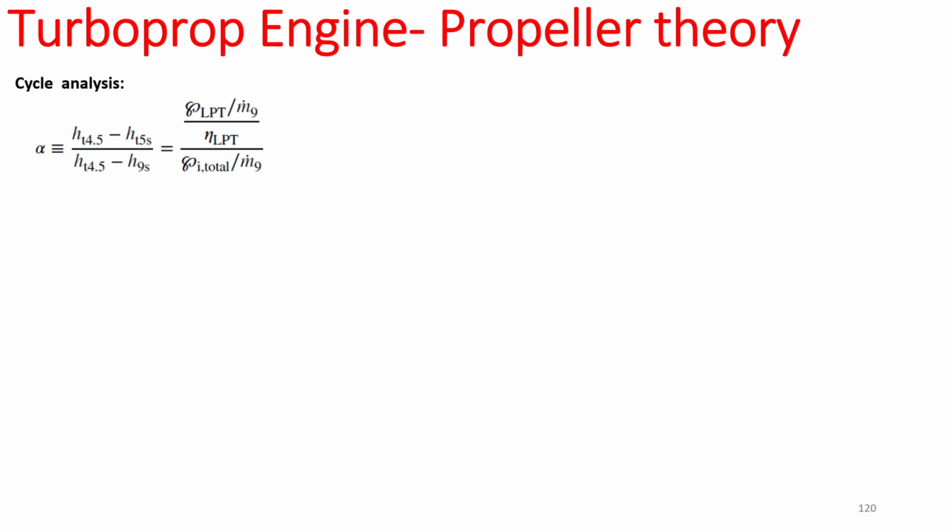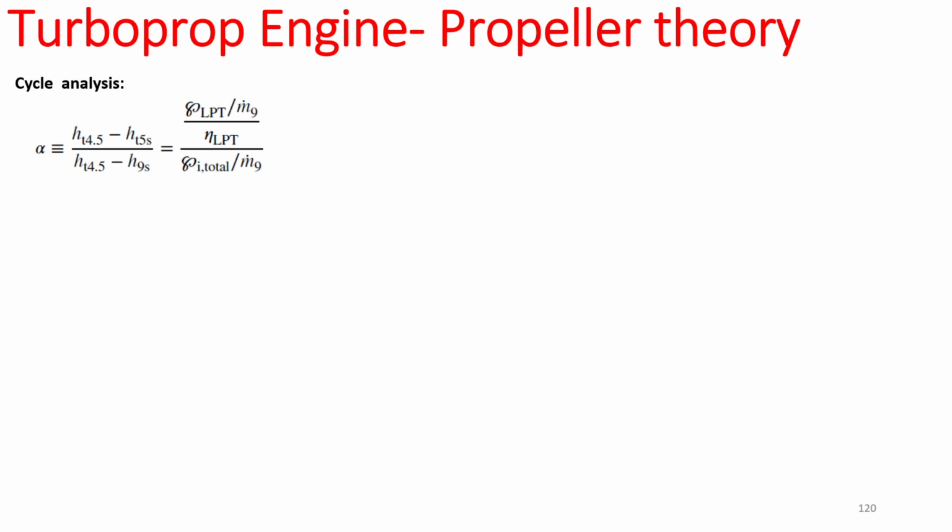It's going to be the amount of power you are stealing from the nozzle and giving to the propeller. If you are dealing with the ideal conditions, you have to include the isentropic analysis, but the definition of this alpha is for the ideal, isentropic conditions. So you have to be mindful of that.